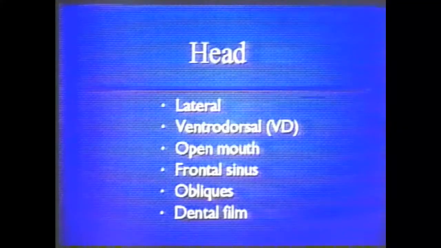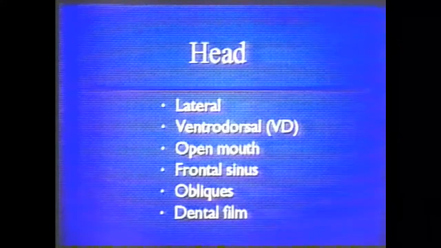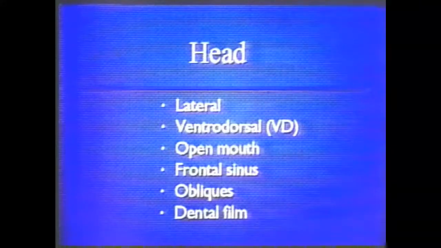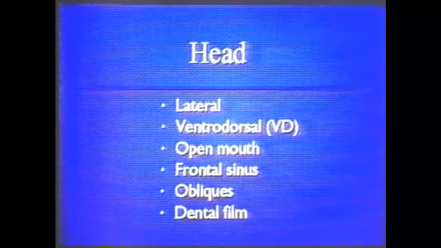The head is one of the more difficult areas in small animal to obtain quality positioned radiographs. Also, because of the large amount of bony tissue and the superimposition of many structures, special views and angles must often be used in order to delineate certain anatomical areas. It is also an area that is almost impossible to obtain quality films without chemical restraint. We will demonstrate the following views and show examples: a lateral, a ventral dorsal, an open mouth, a frontal sinus, obliques, and then dental film.